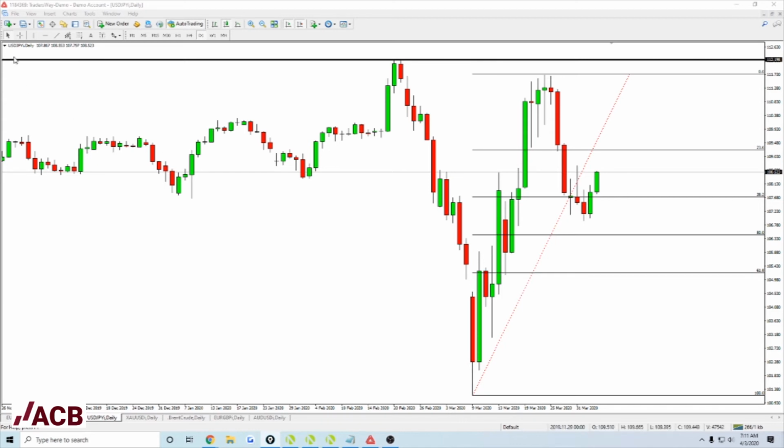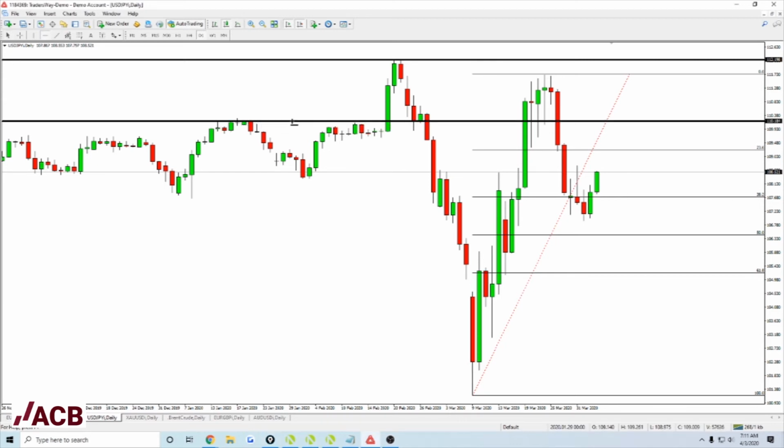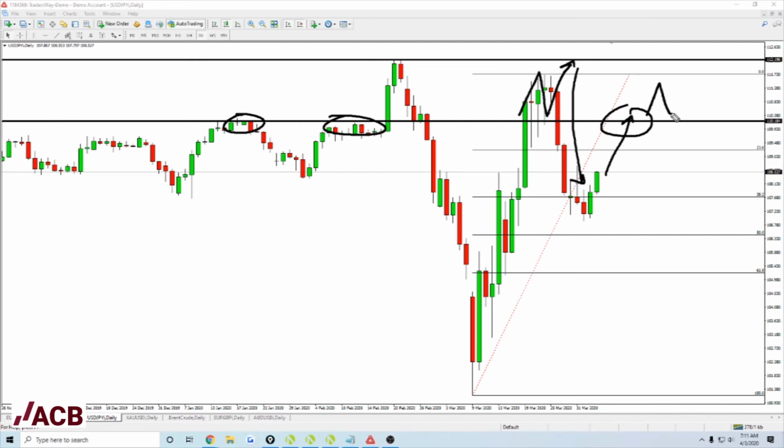What are some major levels? Well, we've also got this level here to look out for. This was a previous top. You can see a lot of resistance here and here, right? We also saw a little bit of support there before price ultimately broke lower. So I think that's one of our first stops right here. And from there, can we get back to that 112.20 level? We'll see how price plays out.